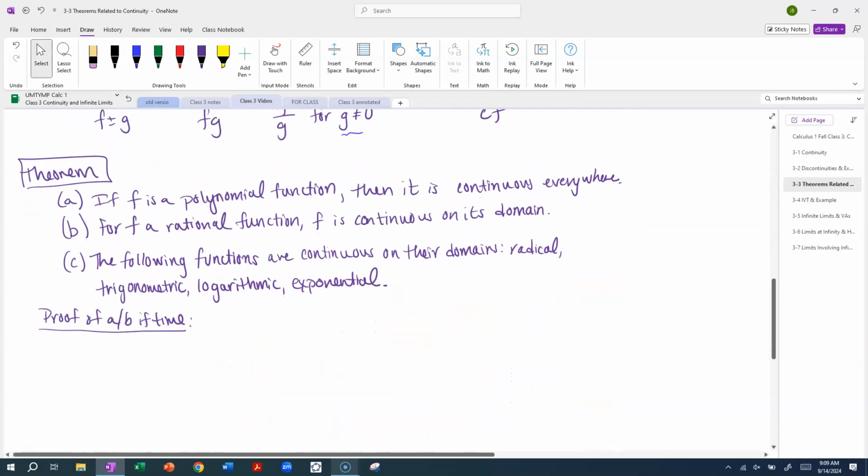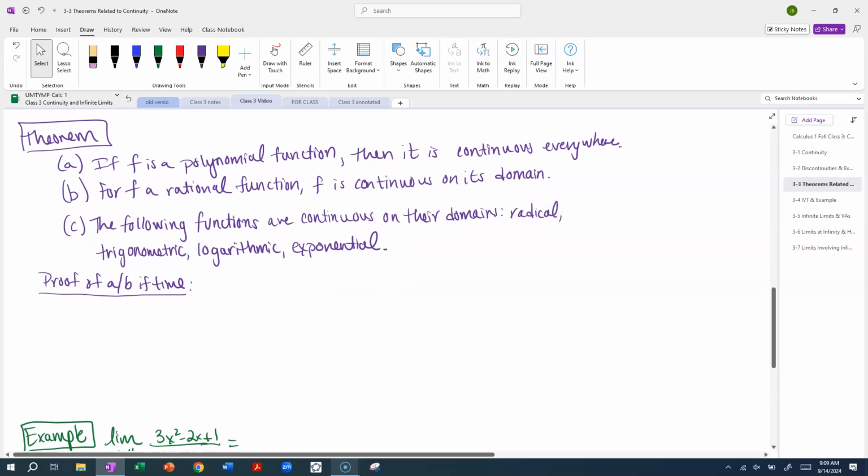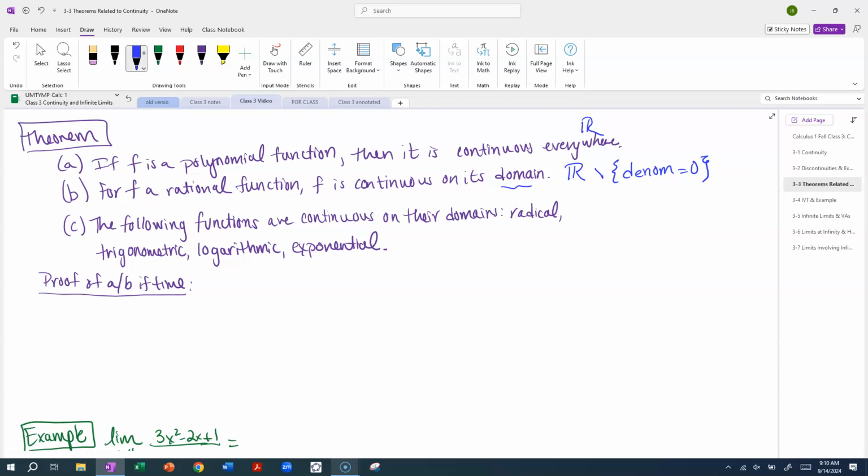So as a consequence of that, again, we're going through a lot of propositions and theorems in rapid style motion. There's a theorem that says if f is a polynomial, then it's continuous. If it's a rational function, then it's continuous on its domain. And just for clarification, a rational function is continuous on R except for the values that make the denominator of that function equal 0. Okay. And when we say everywhere, that's all real numbers.